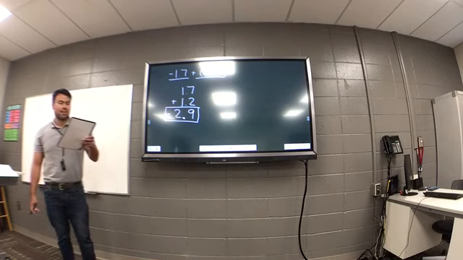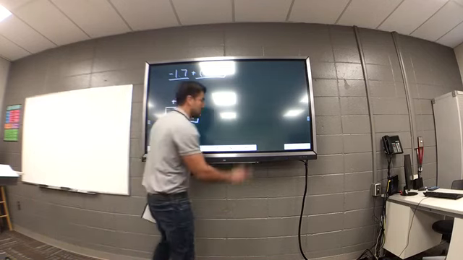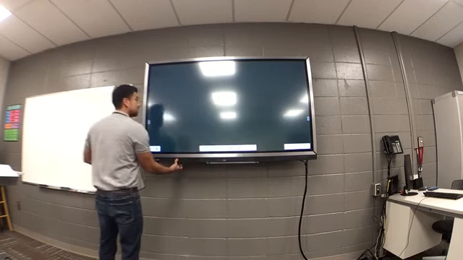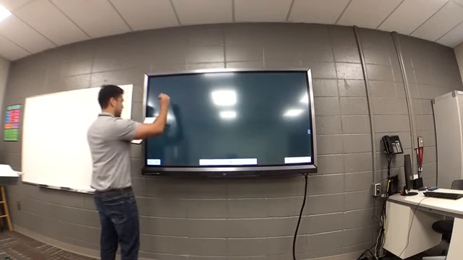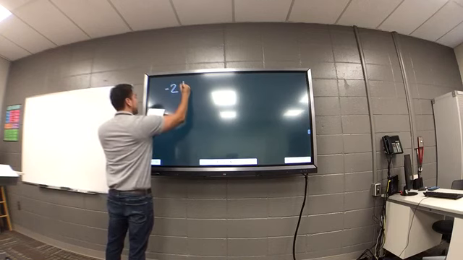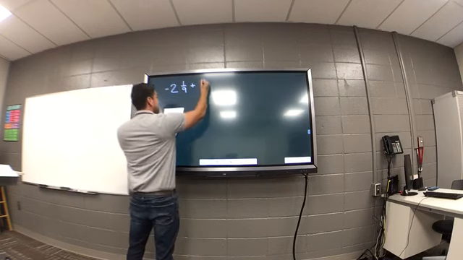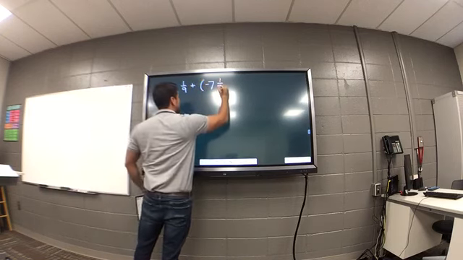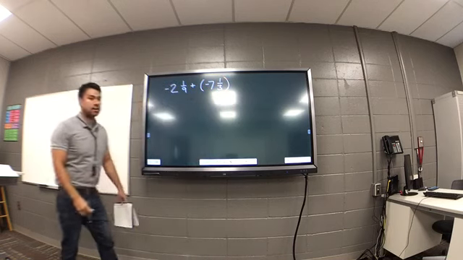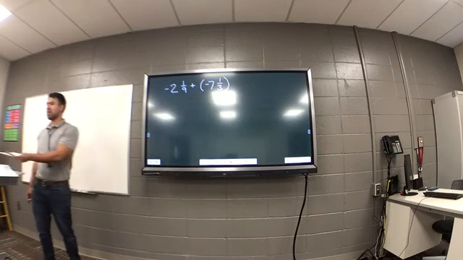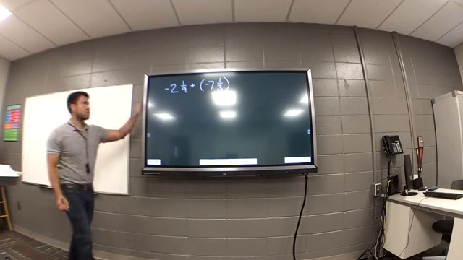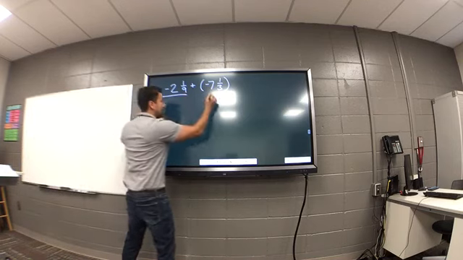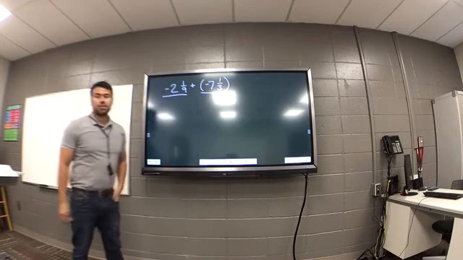Okay. Let's go to another problem here. So I'm done with this problem. Let's go to negative 2 1/9 plus negative 7 1/3. So we're adding. What are the two numbers we're adding? Negative 2 1/9 and negative 7 1/3.